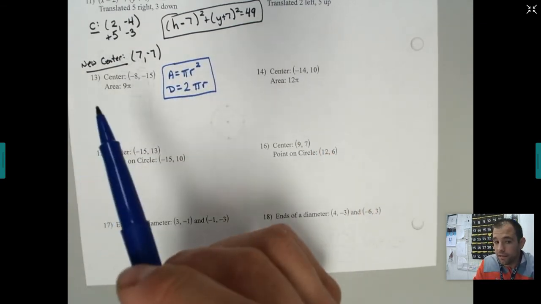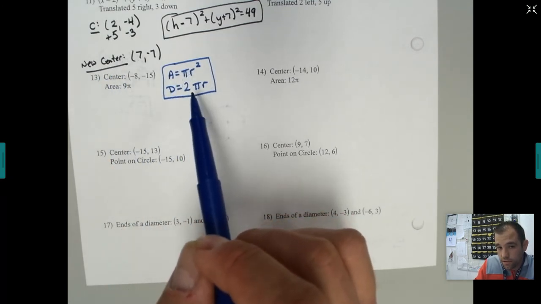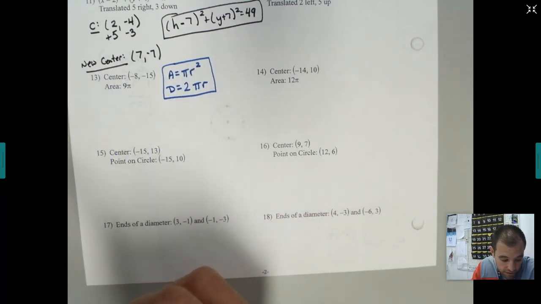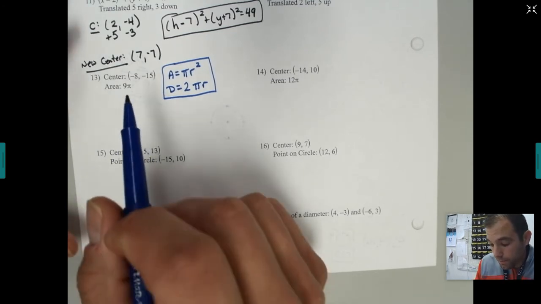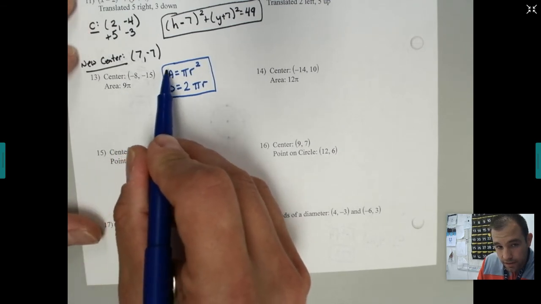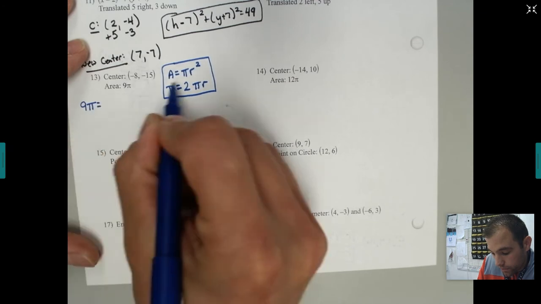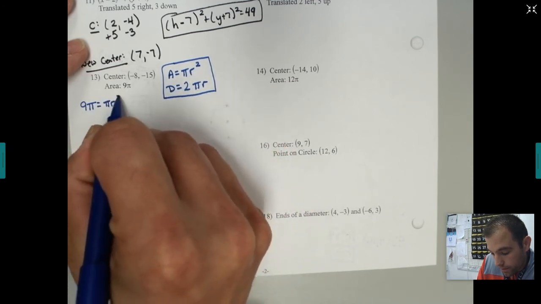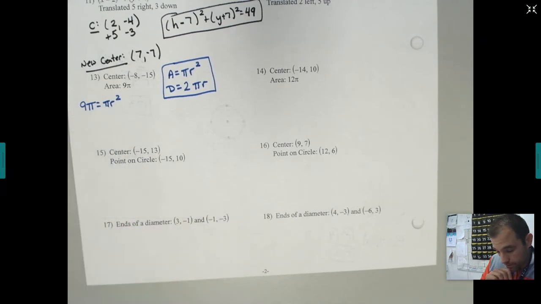Okay, so the one thing they didn't tell us in this problem is we don't know what r is, right? So we don't know what the radius is, so I can't write the equation of a circle yet until I know the radius. But I know the area, so I'm going to substitute this 9 pi in for area because that's what it is. So 9 pi equals pi r squared. And now I can figure out what r is.